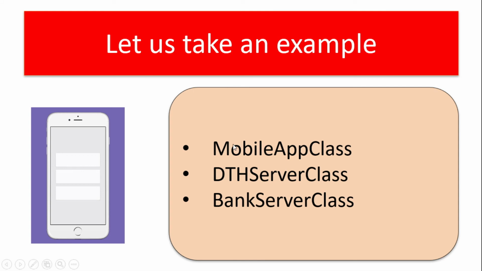So in order to prevent this worst scenario, the mobile app class will send credentials to the DTH server class, and the DTH server class will forward that value to the bank server class, so that the bank server class processes and sends back to the DTH class, and the DTH class will return the response to the mobile app class. Thereby hiding the variables and important methods of the bank server class from being accessed by the mobile app class. So this is a real-time example for data hiding.